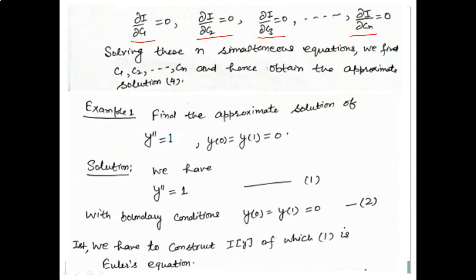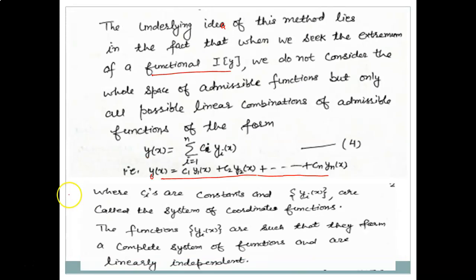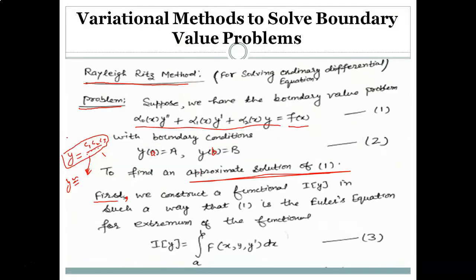Now you have obtained the values of the constants c1, c2 and cn, and you can substitute these values in this y(x), what you have considered the choice function, and consequently you get the approximate solution of the boundary value problem given over here, and the boundary conditions are these.